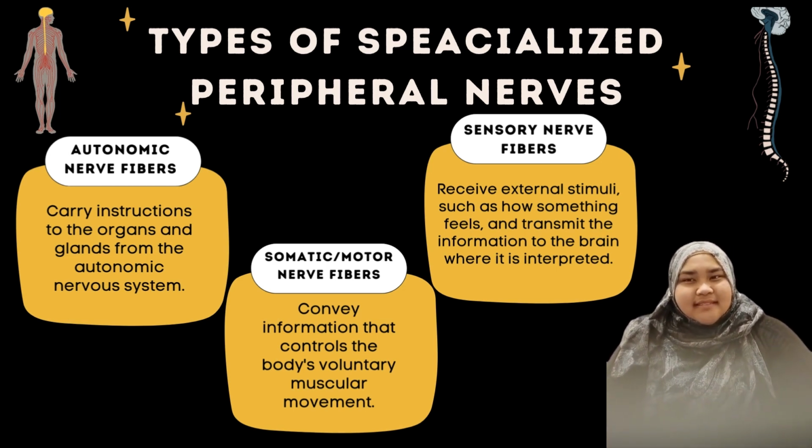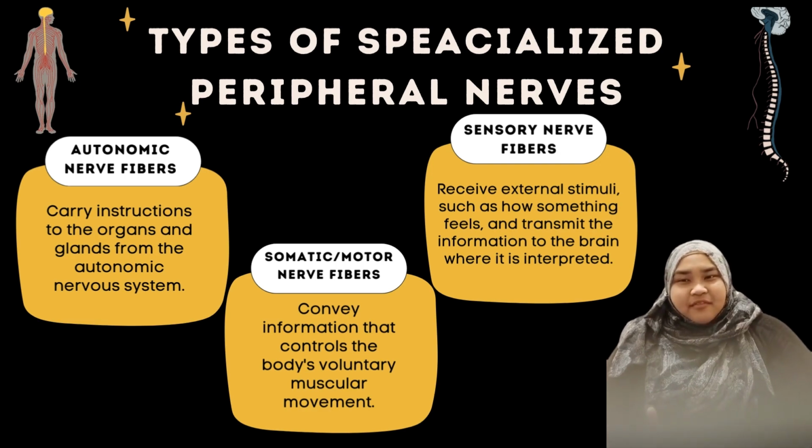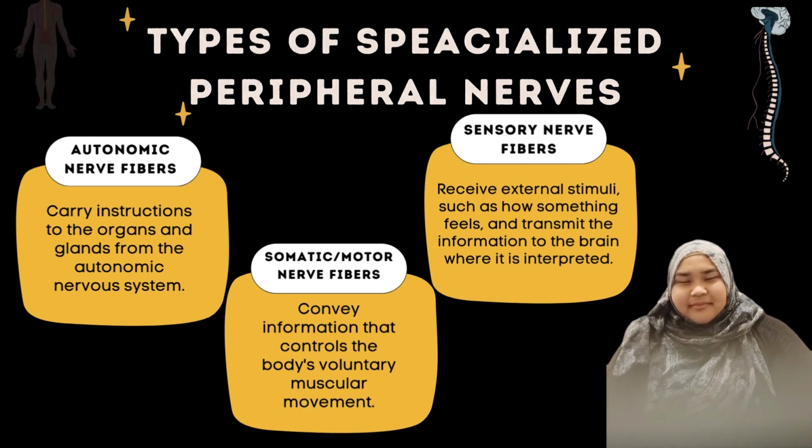The second one is sensory nerve fibers, which receive external stimuli, like how something feels when touched, and deliver the information to the brain to be interpreted. And the third one is somatic nerve fibers, or motor nerve fibers. It controls the body's voluntary muscular movement by conveying information from the motor nerve fibers.